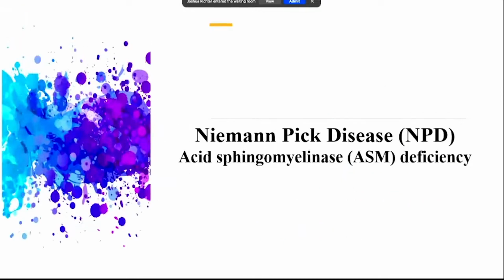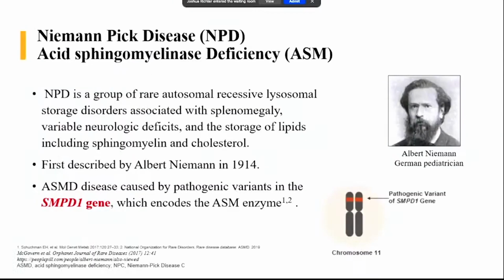So Niemann-Pick disease is an old name. It's well known that there is a disease called Niemann-Pick disease. But now they have replaced it with another name, which is acid sphingomyelinase deficiency, or ASMD, and I will tell you why. It's a group of rare autosomal recessive lysosomal storage disorders associated with splenomegaly, variable neurological deficit, and storage of lipid, including sphingomyelin and cholesterol.